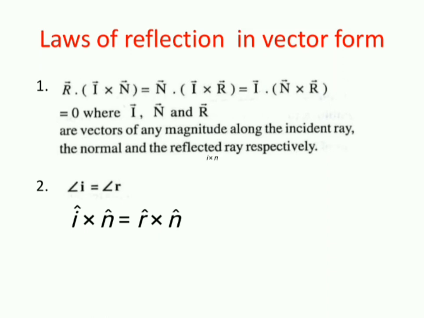The second law says the angle of incidence is equal to the angle of reflection. If I cap, N cap and R cap are unit vectors in the direction of the incident ray, normal and reflected ray, then I cap cross N cap should be equal to R cap cross N cap.